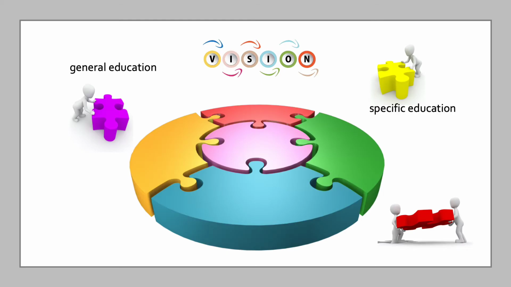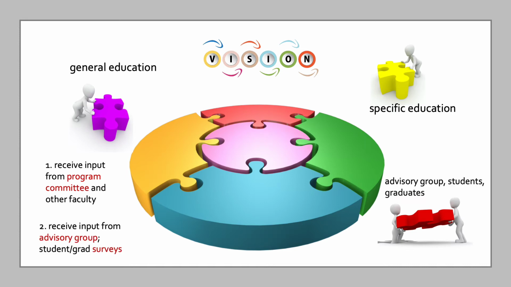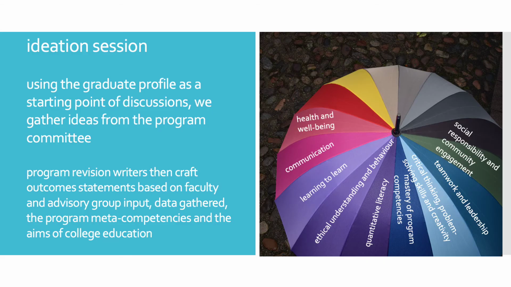We begin with a visioning exercise with the program committee. By default, the program committee consists of both general and specific education. We may also consult an advisory group and review surveys from students and graduates in order to make informed program design decisions. What's important is that general education and specific education that includes contributing disciplines have a common vision of what a program graduate will look like. We use the graduate profile as a starting point for discussions. The ideation session stimulates a very rich exchange.